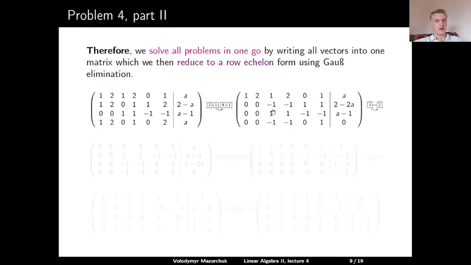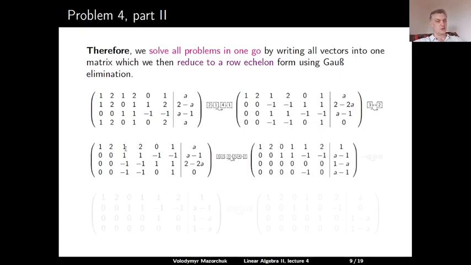So now we have 1 in column 3, in row 3. So let us change the second and the third rows. The first row remains the same, the last row remains the same, and the second and the third rows just swap. So now we have 1 here in row 2, column 3. We can use this one to kill all other elements in the third column. So we subtract row 2 from row 1, and we add row 2 to both row 3 and row 4.